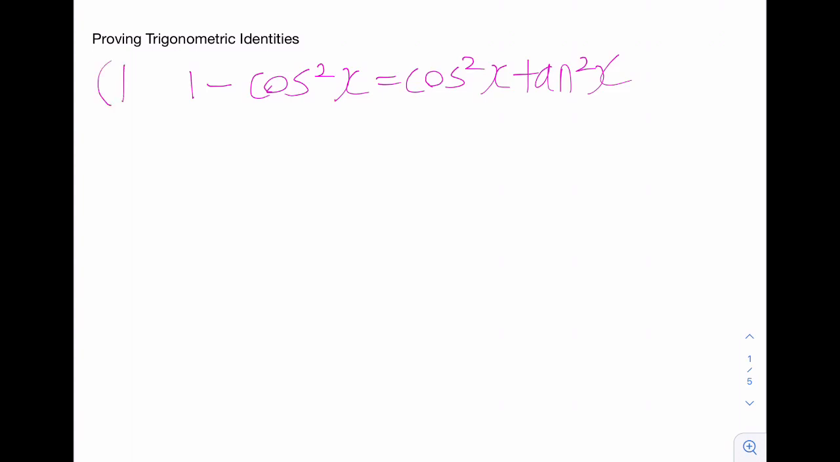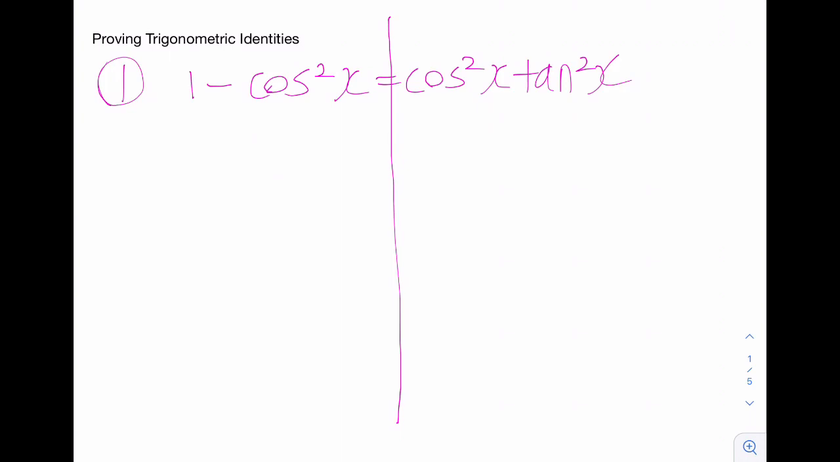So here's our first question, which is to prove that 1 minus cos squared of x is equal to cos squared of x multiplied by tan squared of x. So basically guys, what we have to do is make the two sides equal each other, so they have to look the same. First of all, we can change the left side of this.